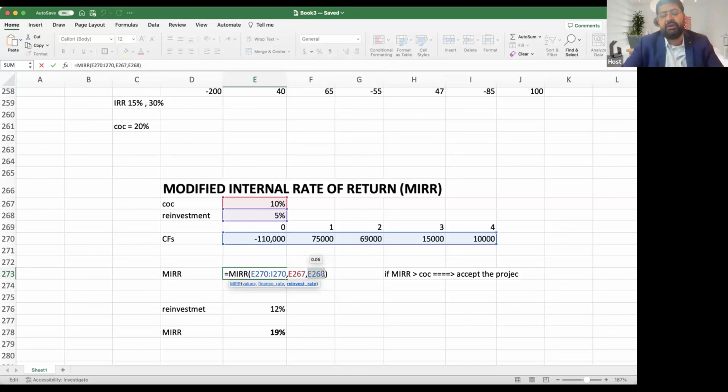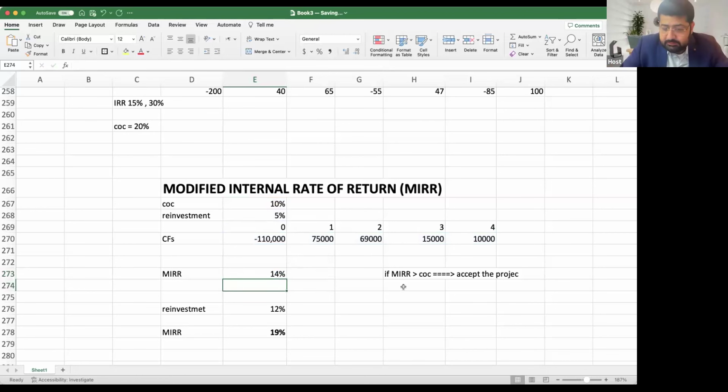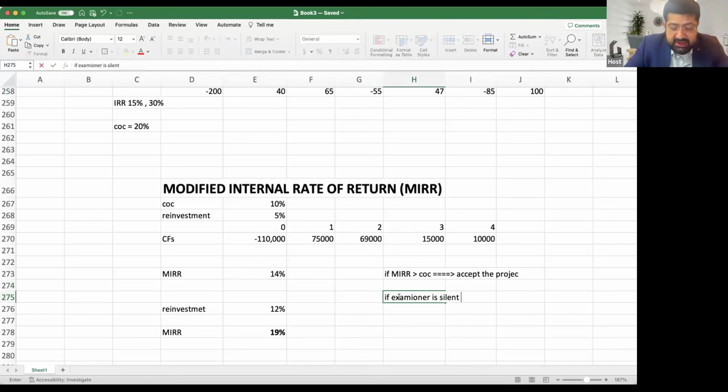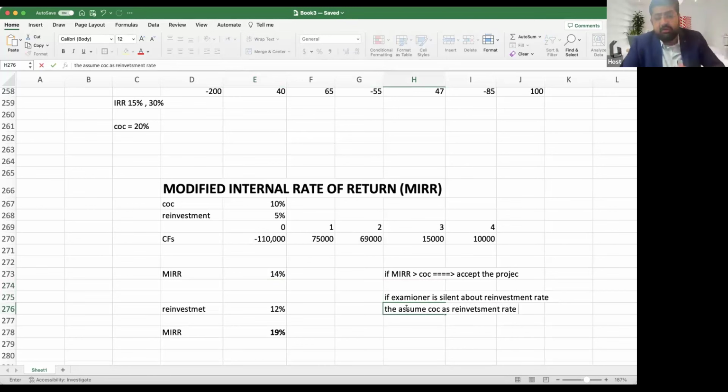Students, if MIRR is greater than cost of capital, we say accept the project. And if it is less than that, reject the project. Simple as that. If the examiner is silent about the reinvestment rate, then assume the cost of capital as the reinvestment rate. Whatever you use as the discount rate, the same will be the reinvestment rate.